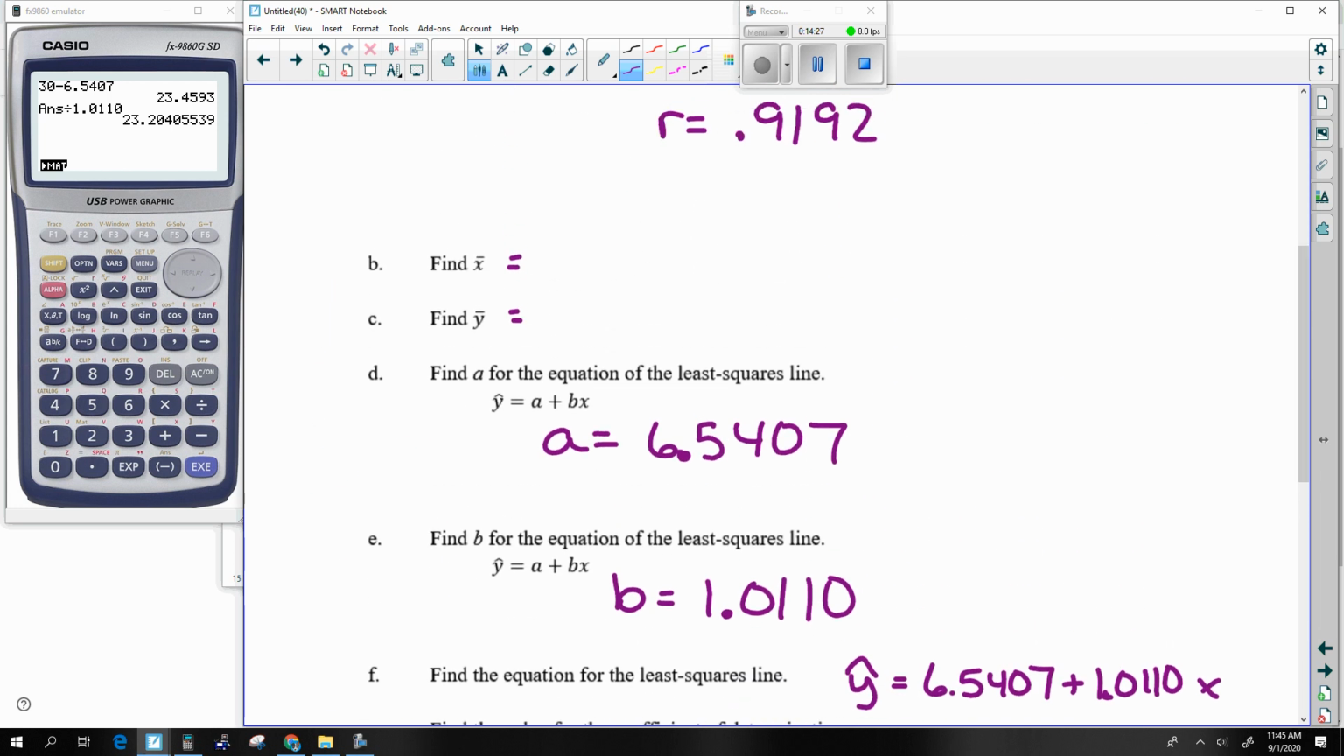So as I said, I do need to go back to the X bar and Y bar. And where that is found is in my stats. I go calc to var. So I see that the X bar is 14.5 and the Y bar is 21.2.